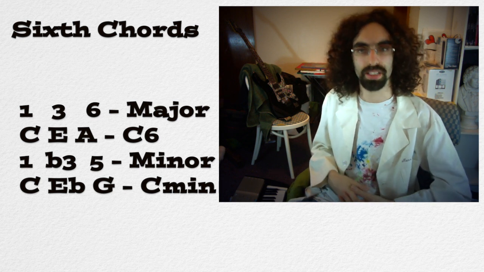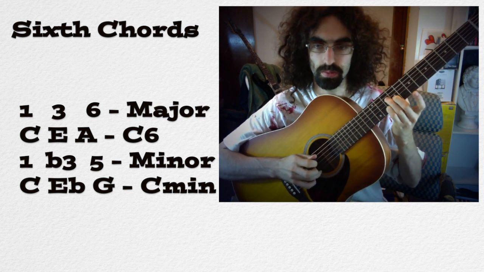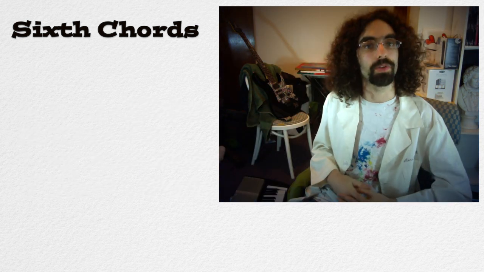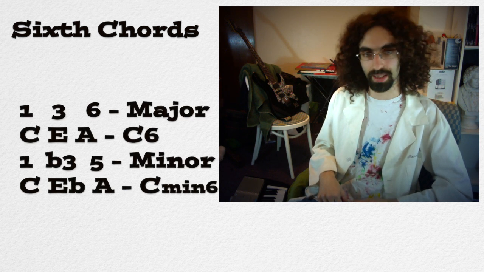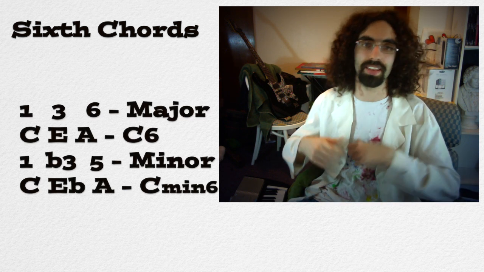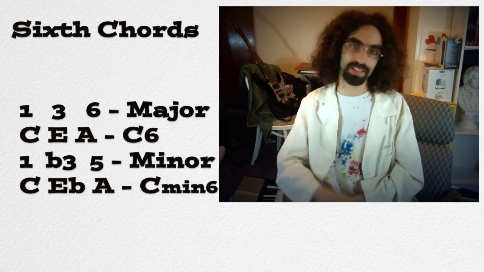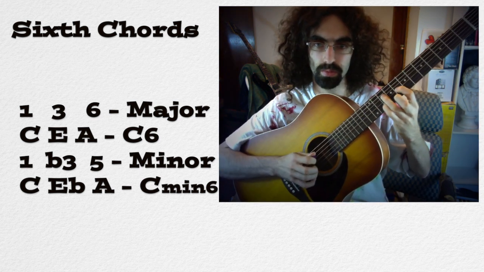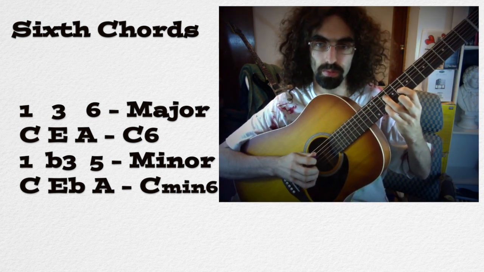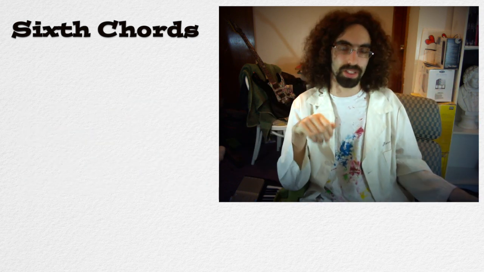Here's how it looks and sounds on guitar. And then if we replace the G in a C minor triad with A, we get C, E flat, A. And that's called a C minor 6th chord. And here's how that sounds and looks. So it's not too complicated. You just take the 5th and move it up to 6th.